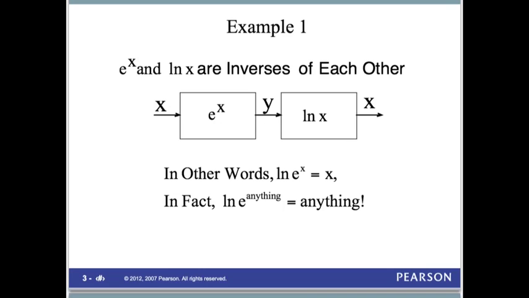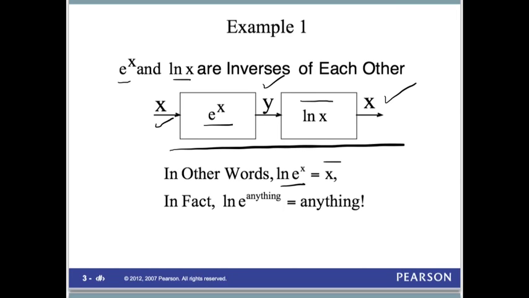Now, here are some examples of inverse functions. As you already know, e to the x and ln of x are inverses of each other. So if you put x into the function e to the x, you get y out. If you put that output into its inverse function, you'll get x back. In other words, the overall function ln of e to the x equals x. In fact, you can make the general statement that ln of e to the anything equals anything.